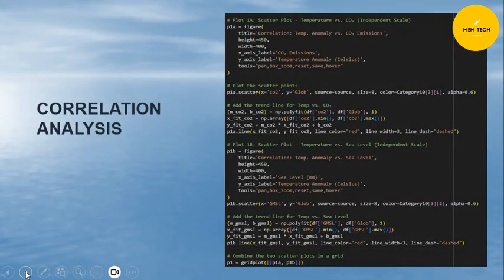This is part of the code for the correlation. It's the first plot, so I did both of them separately, with some calculation for the trend line on each one. And the last part is just a grid plot to aggregate both graphs together in the last image you saw.